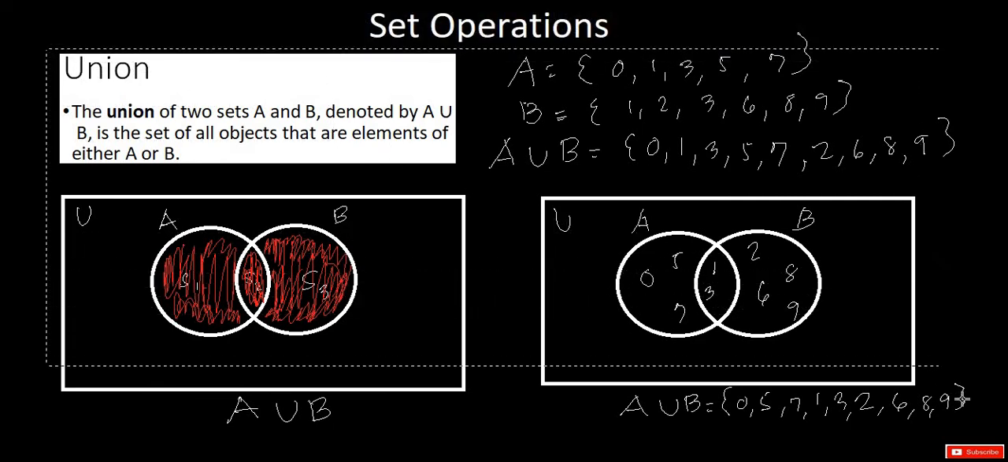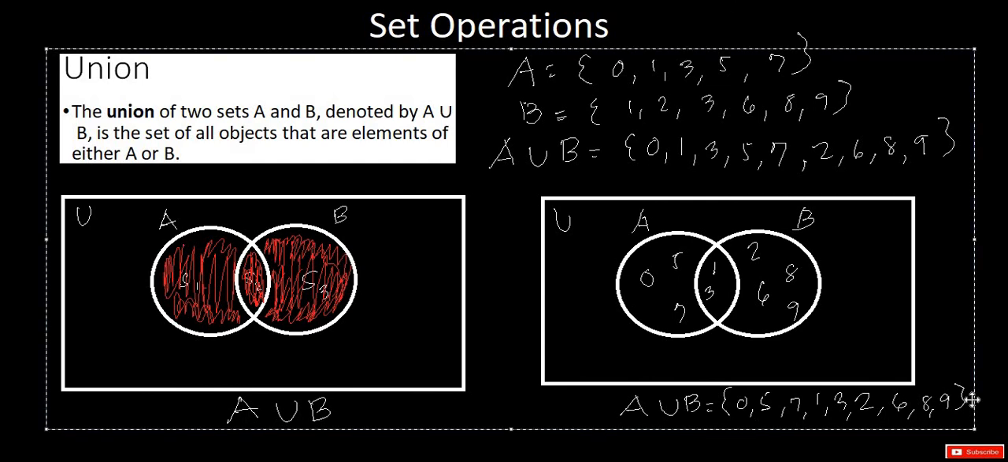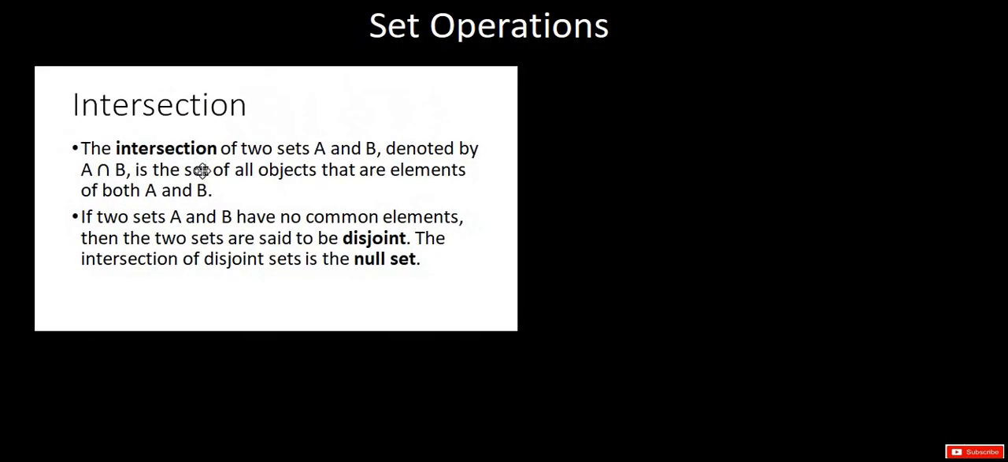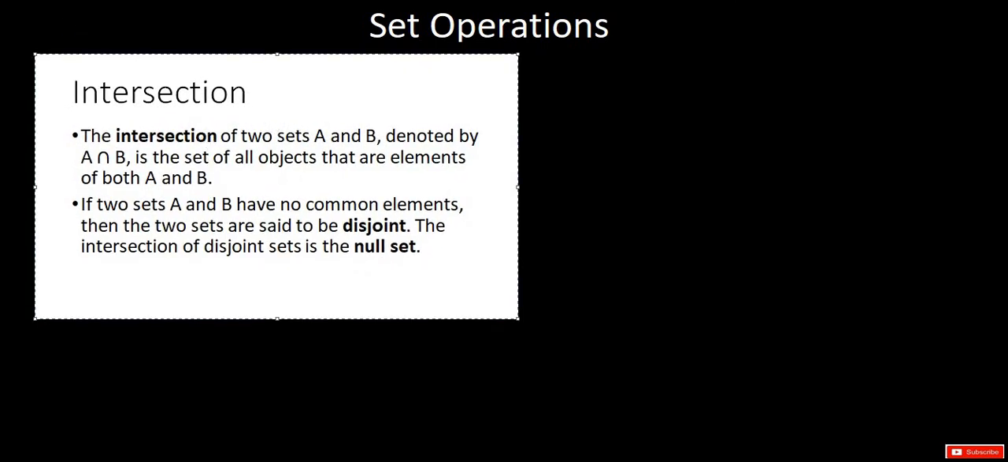We have to erase everything first here. Okay, the next operation is intersection. The intersection of two sets A and B, denoted by A intersection B, is the set of all objects that are elements of both A and B. If two sets A and B have no common elements, then the two sets are said to be disjoint. The intersection of disjoint sets is the null set.